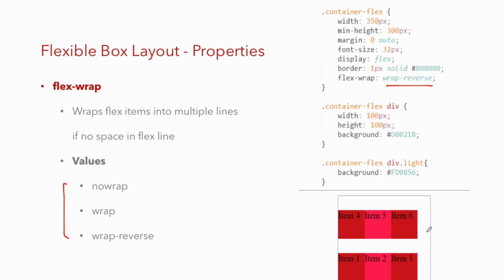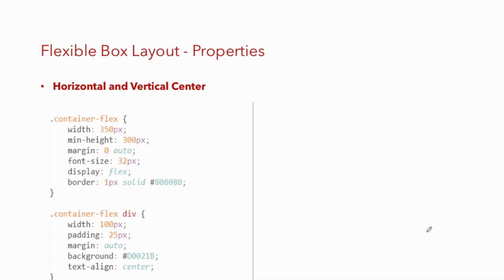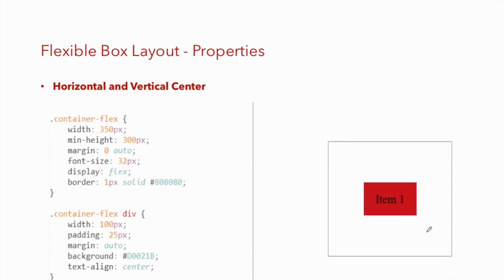So flex wrap is also important in case you want to change how the box layout is going to be. Then finally we have horizontal and vertical center. There what we require is the main container, and we just specify that it's a flex container. And then in the child box we specify margin auto and text align center. So it is going to align the text from bottom and top and left and right, and it will be perfectly equispaced.